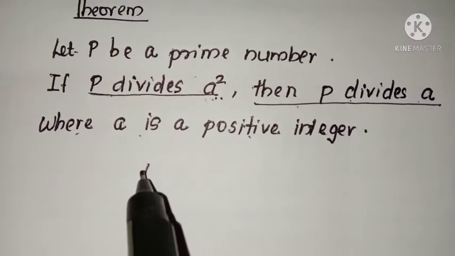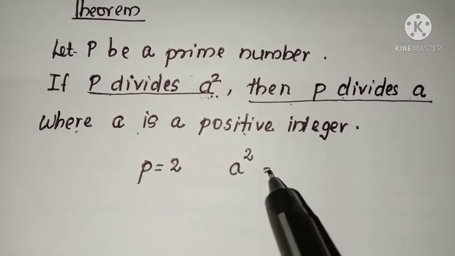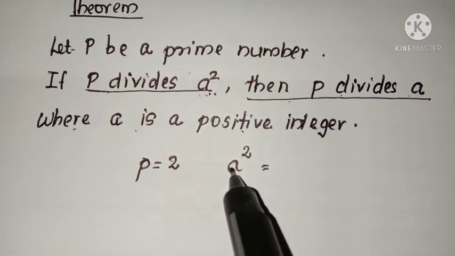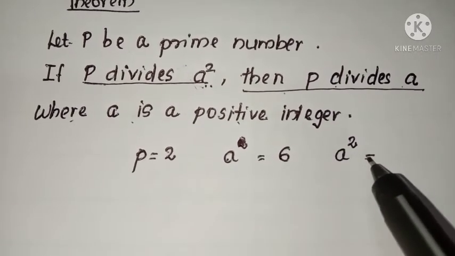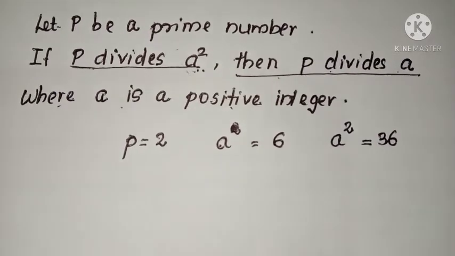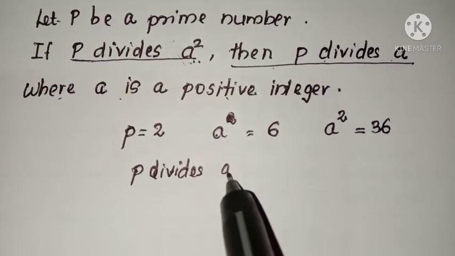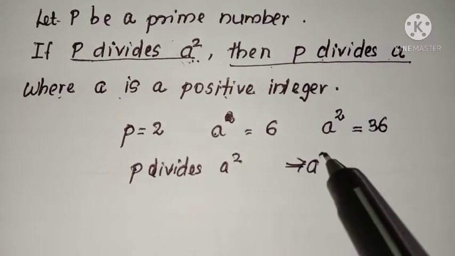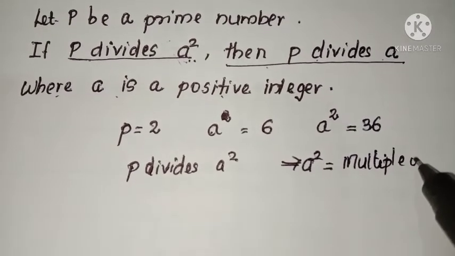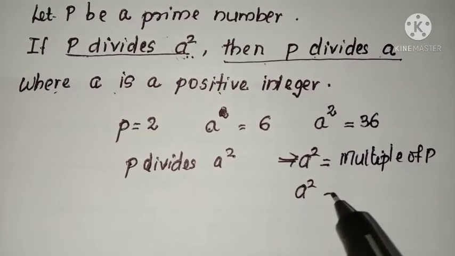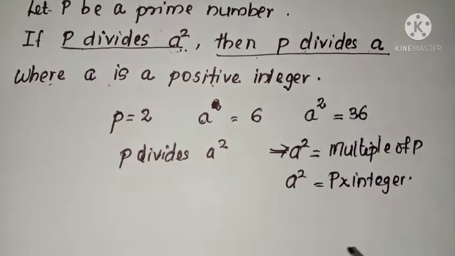For example, let us take P equal to the prime number 2. A is a positive integer. Suppose A is equal to 6. Then what is A square? A square equals 6 square, that is 36. Now P divides A square means this A square can be written as a multiple of P. Multiple of P means P into any integer. That is the meaning. So A square can be written as P into any integer.